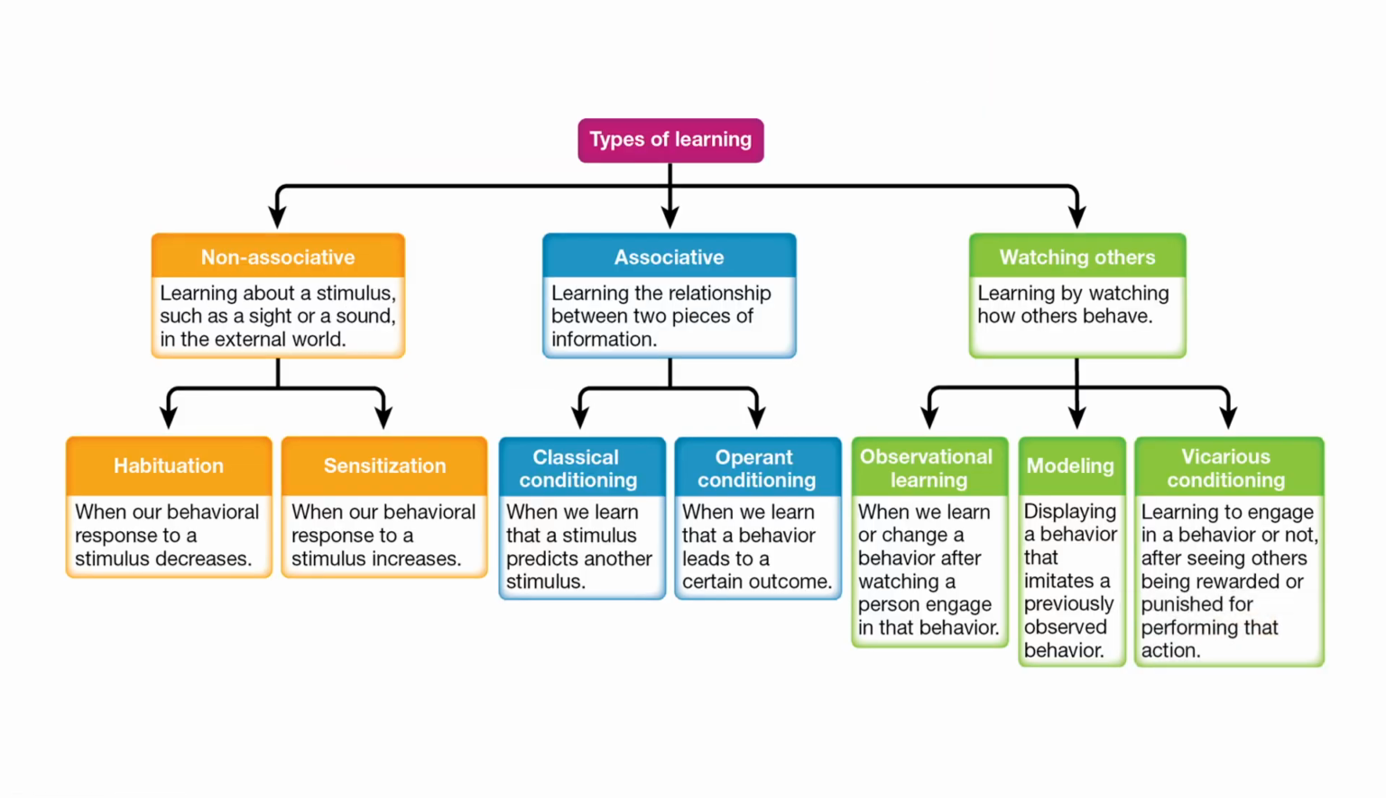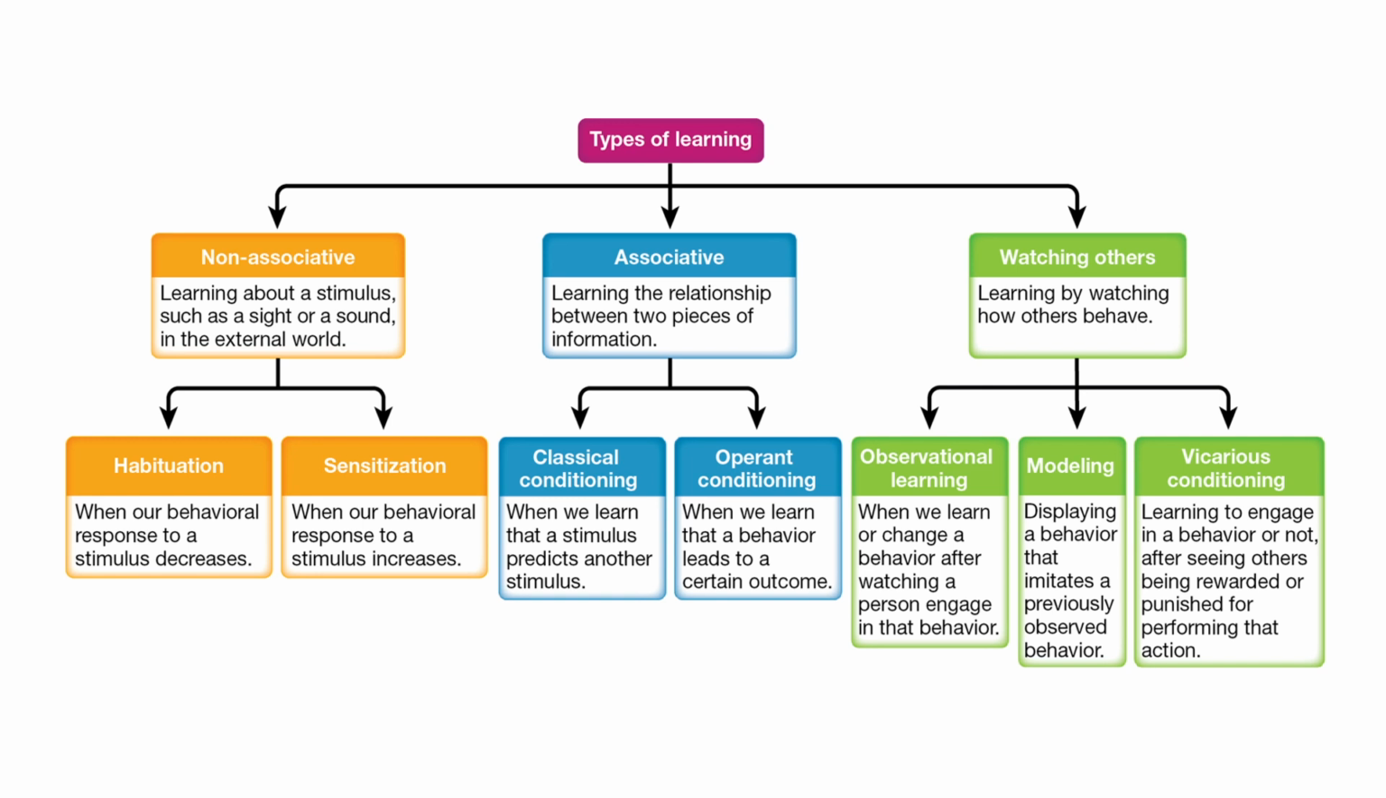So, as I said, we're going to talk about three different types of learning. We're going to talk about non associative learning, which is learning about different stimuli. And this can be when our response to stimuli either increase or decrease. And then we're going to talk about associative learning, which is about the relationships between informations. And this can include when we learn when a stimulus predicts something else from happening, or when we do a behavior and it leads to a certain outcome.